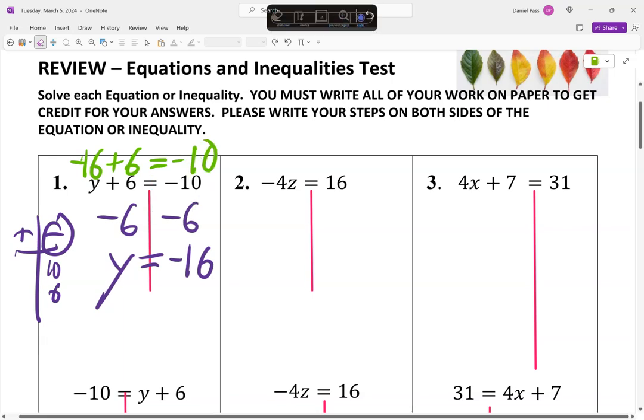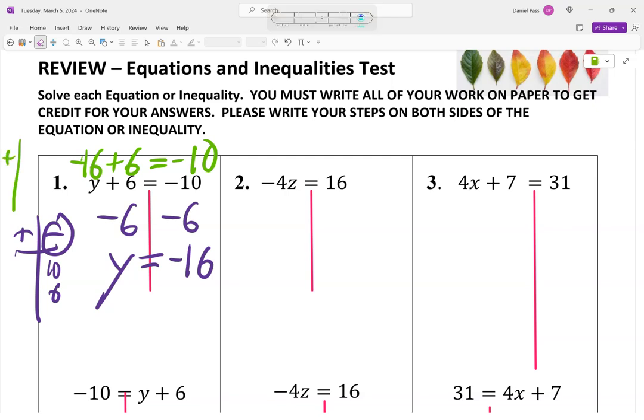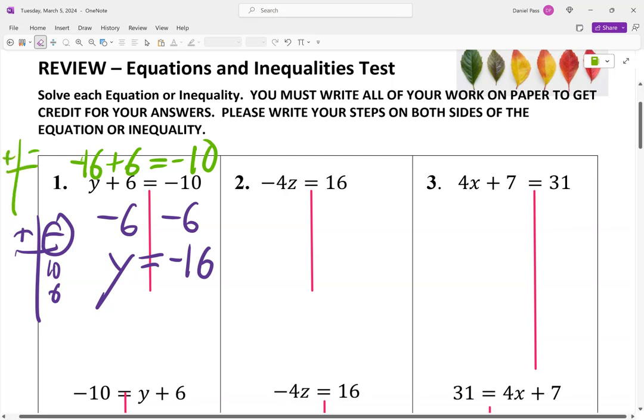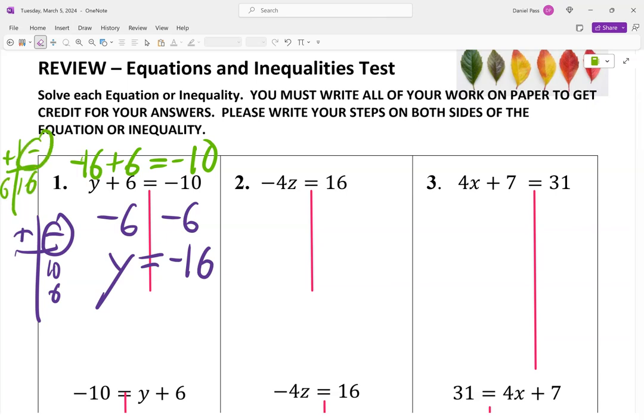Good job, Mr. Pass. The fake Daniel Pass is better than the real Mr. Pass. Okay, so 16 bad guys and 6 good guys. Bad guys win by 10, so we checked our answer. Yay. That's cool. All right, number 2, Daniel Pass.